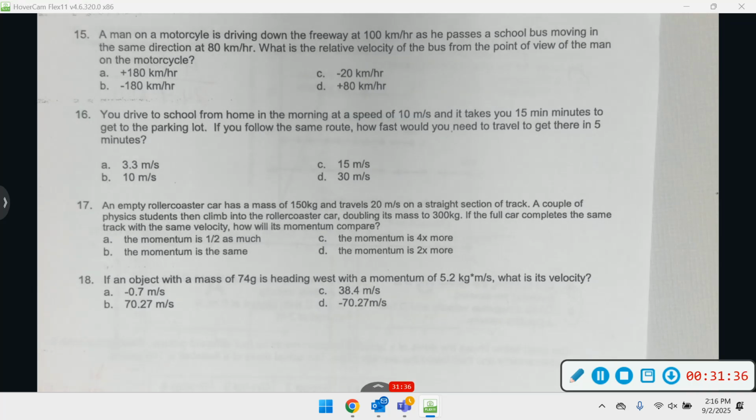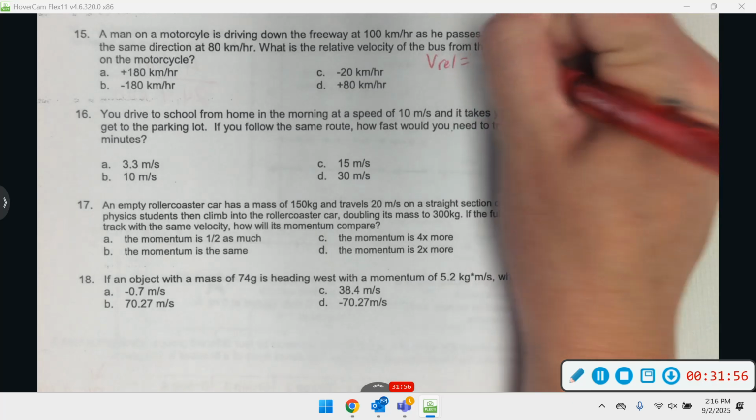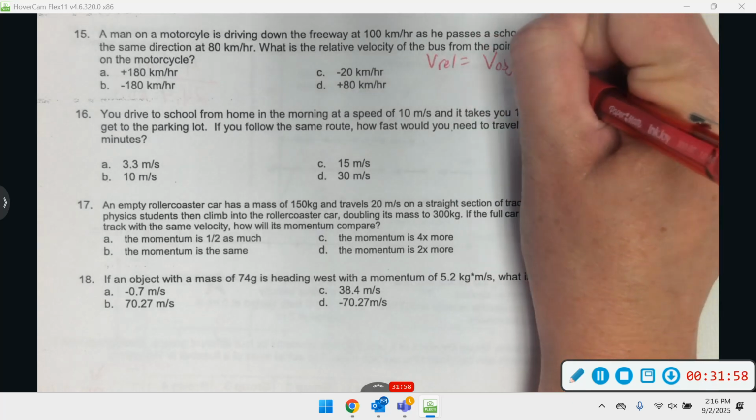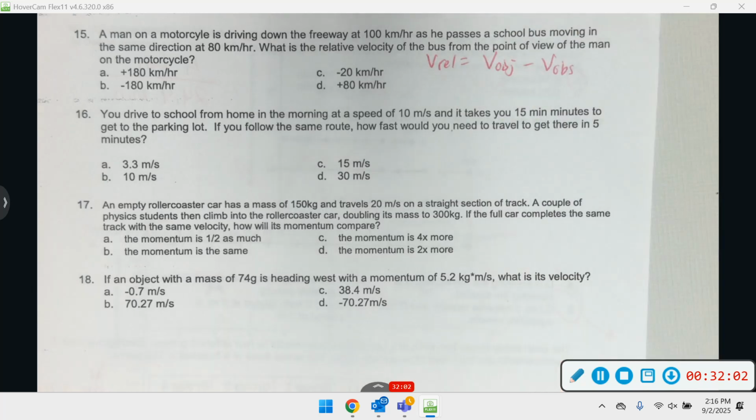It says a man on a motorcycle is driving down the freeway at 100 kilometers per hour as he passes a school bus moving in the same direction at 80 kilometers per hour. What is the relative velocity of the bus from the point of view of the man on the motorcycle? Now I need the motorcycle because it says from his point of view. And now I can use that equation I gave you last week. You can use this. Relative velocity equals the velocity of the object minus the velocity of the observer. You can use that equation now.